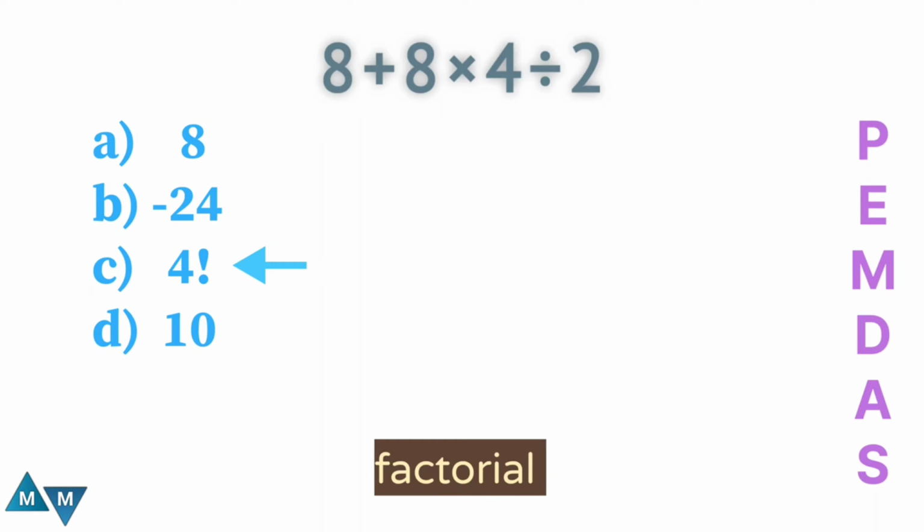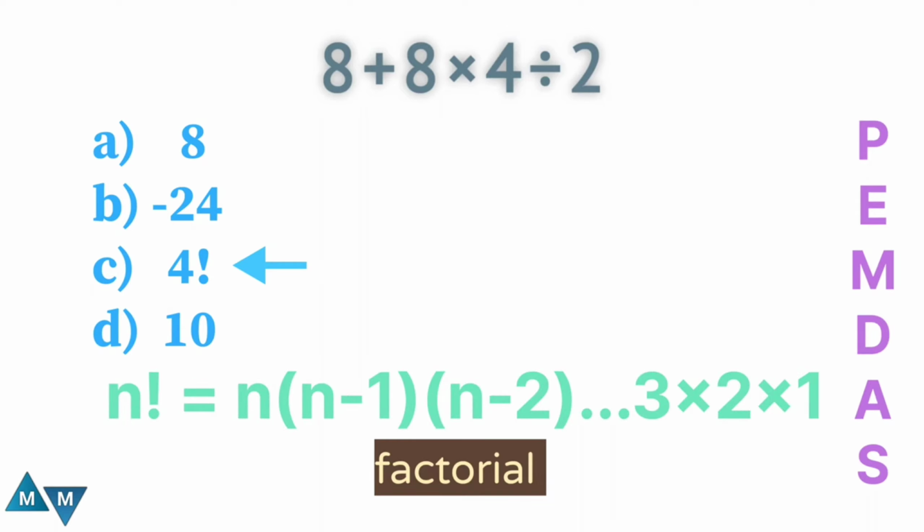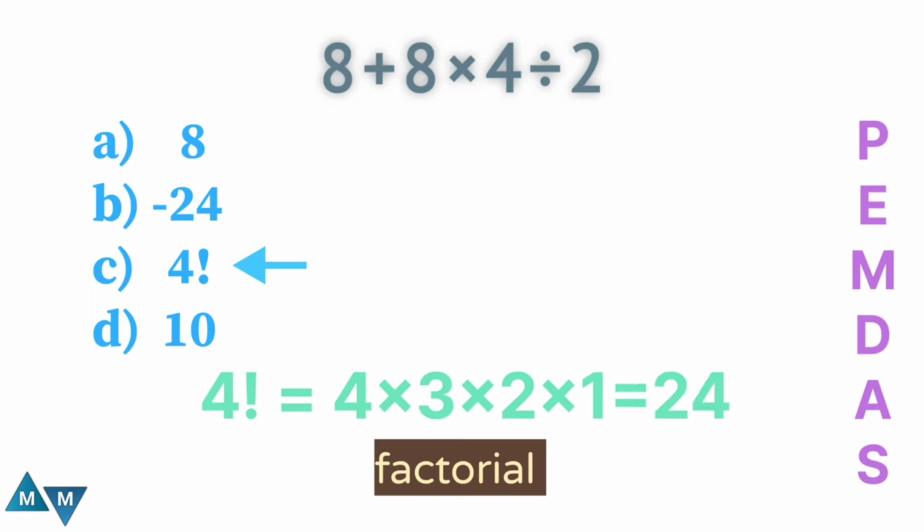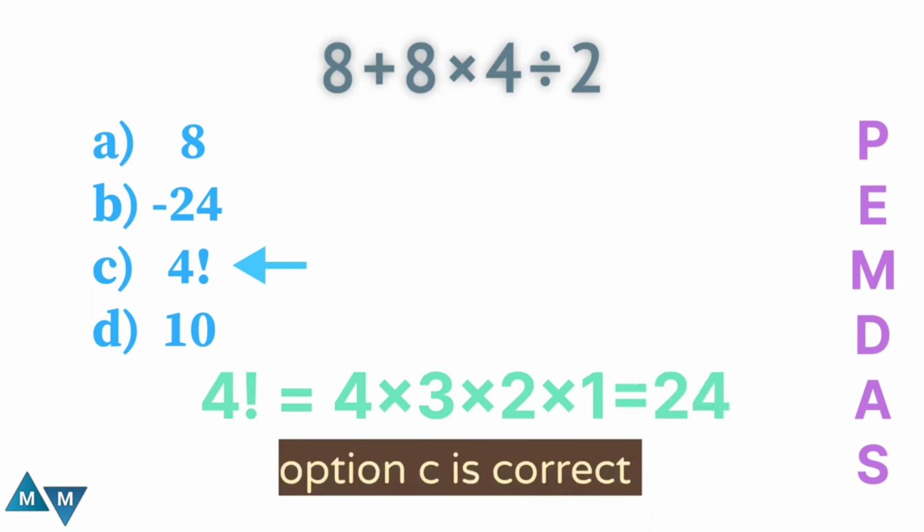How much is a factorial? You take a number and multiply its predecessors until 1 arrives, all right? So 4 factorial is equals to 4 times 3 times 2 times 1. On multiplying the numbers, this will give 24. So option C will be our final answer.